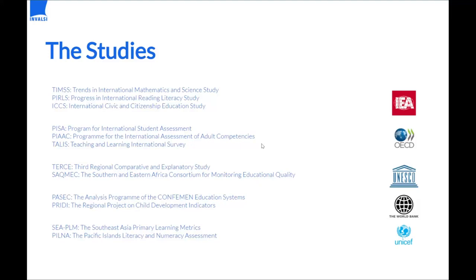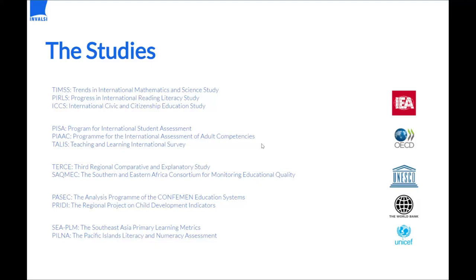From the IEA, we can say that, as a spin-off, PISA was born. And PISA is a study that combines mathematics, science, and reading literacy in the same test.